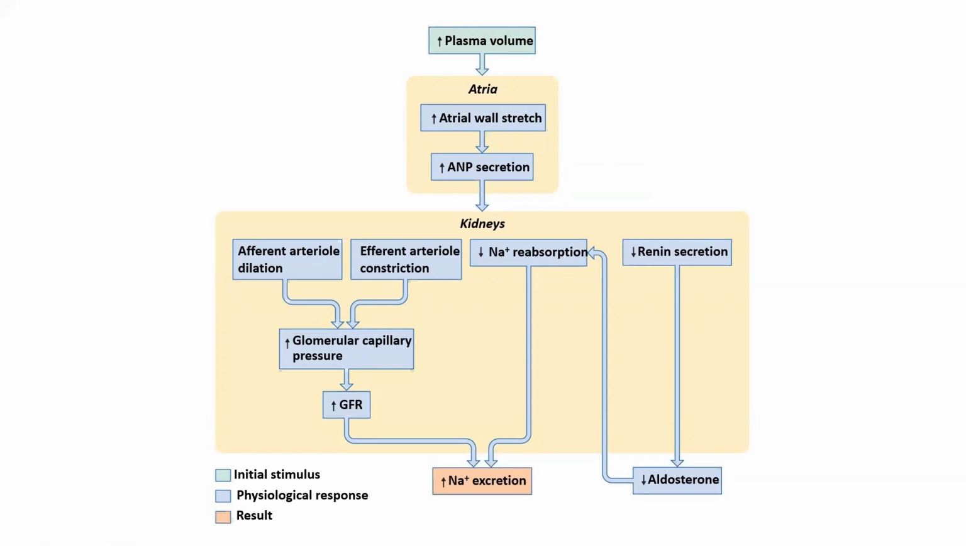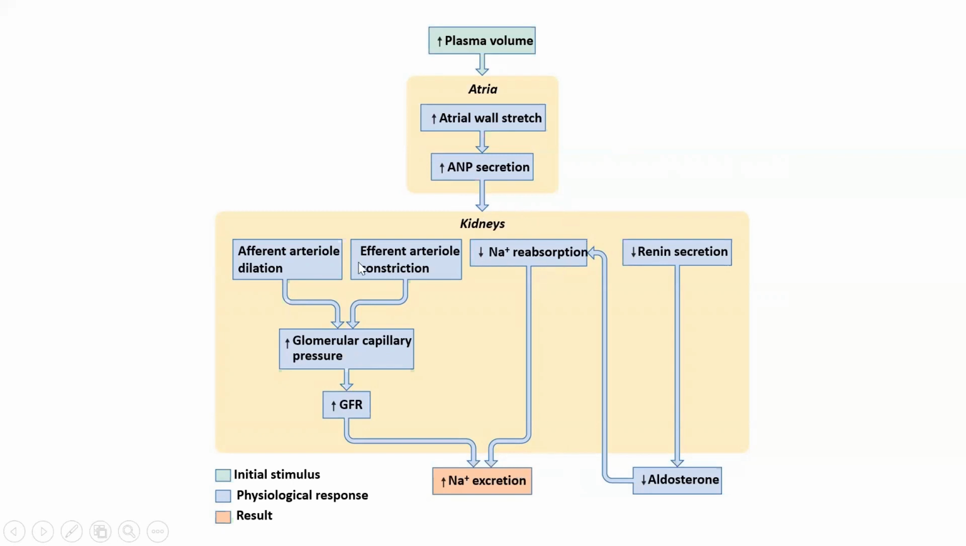Remember, the atria are our volume chambers. They are our filling chambers. And so they're the perfect place to detect if there's too much blood in the vasculature. So if we have a lot of stretch happening on the atrial wall, that is a stimulus for ANP secretion from those atrial wall cells. So they will secrete ANP, and ANP will help to decrease sodium in the plasma by increasing sodium excretion.